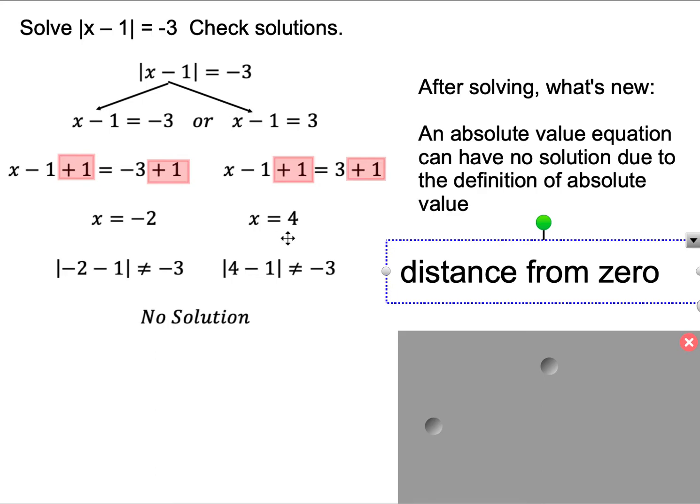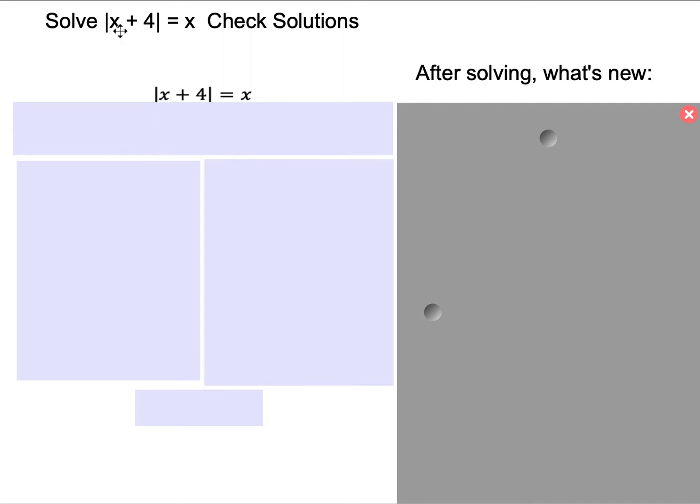And if you see one of these on your practice or on the test where it equals a negative like this, you will automatically know there's no solution. Okay, let's try another one. The absolute value of x plus 4 equals x, and we're going to check the solutions. Now this one's a little different because we have an x on the other side. That's new. We haven't done one like that before, but we still go through the same process.